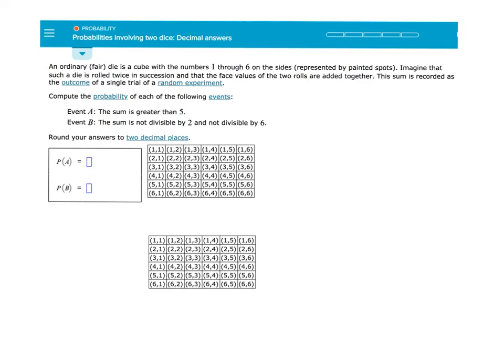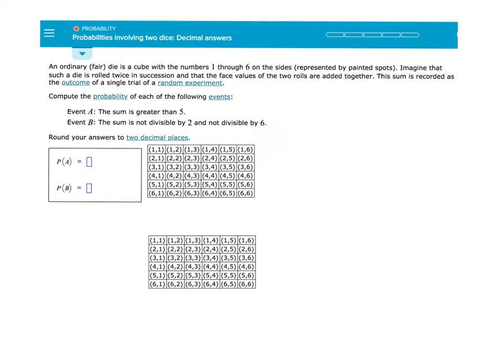In this video, we will learn how to compute probabilities involving two dice. An ordinary fair die is a cube with the numbers 1 through 6 on the sides, represented by painted spots. Imagine that such a die is rolled twice in succession and that the face values of the two rolls are added together. This sum is recorded as the outcome of a single trial of a random experiment.